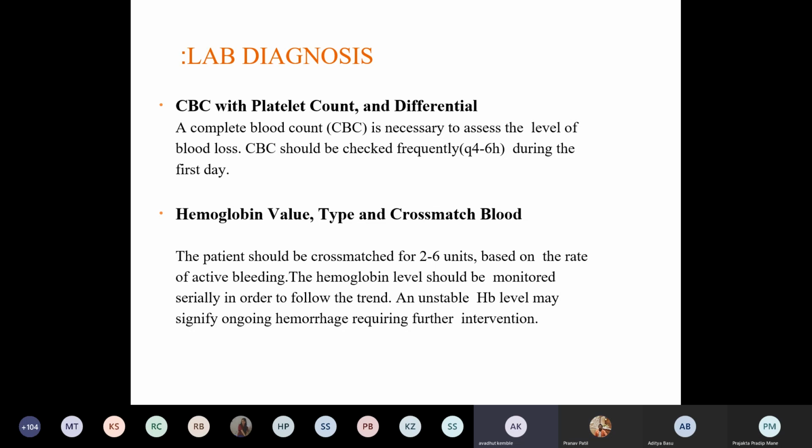And then we have to know the hemoglobin value. At the same time, you have to take blood for cross matching. Why? Because of heavy loss, you have to keep blood ready so that when a particular level is reached, you have to think of blood transfusion. That's why blood has to be cross-matched and kept ready.